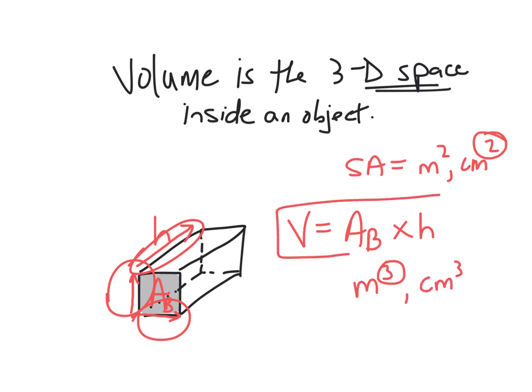Okay, so basically volume is the area of the base times height for any three-dimensional figure. And then what that's going to give us is all of the space inside the figure. Okay, so it's going to render a three-dimensional result.